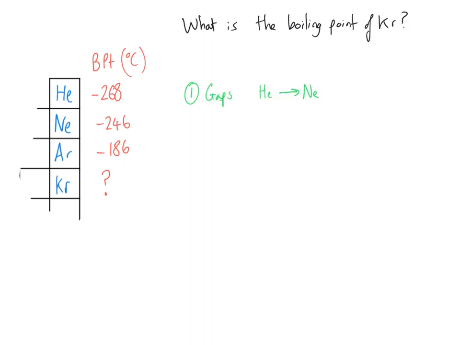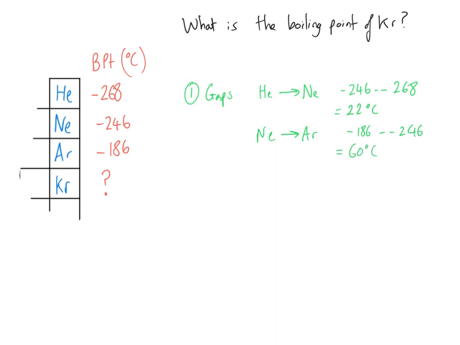So the first gap between helium and neon is minus 246 and minus 268. So we need to find the difference between those two. And that comes out as neon being 22 degrees C higher as a boiling point. And then if we look at the gap between neon and argon, we're finding the difference this time between minus 186, the larger number, and 246 this time. And this time the gap is much higher. This time the gap is 60 degrees C.